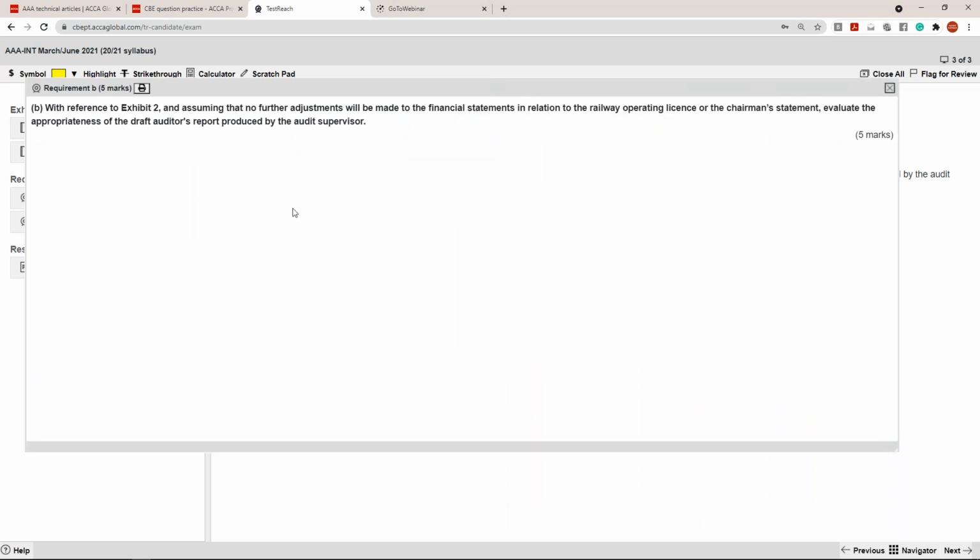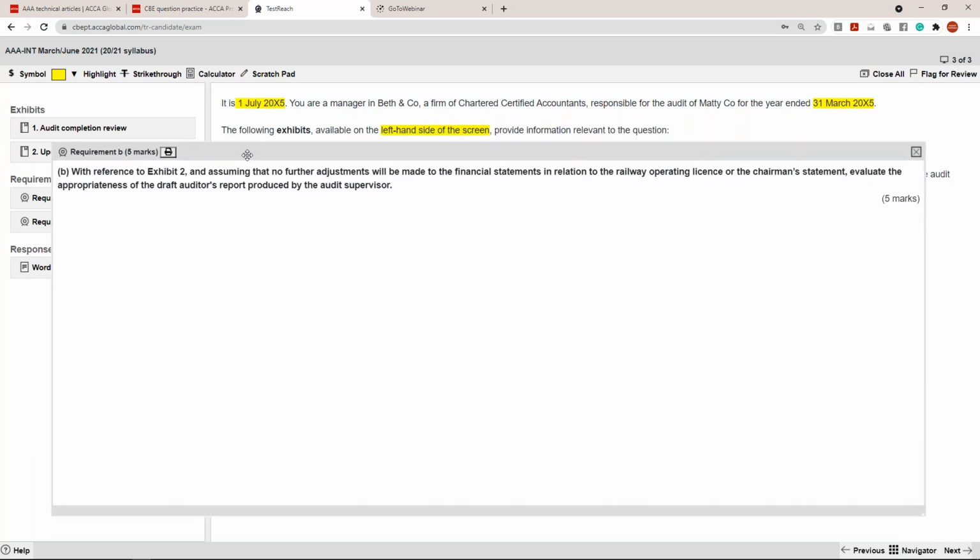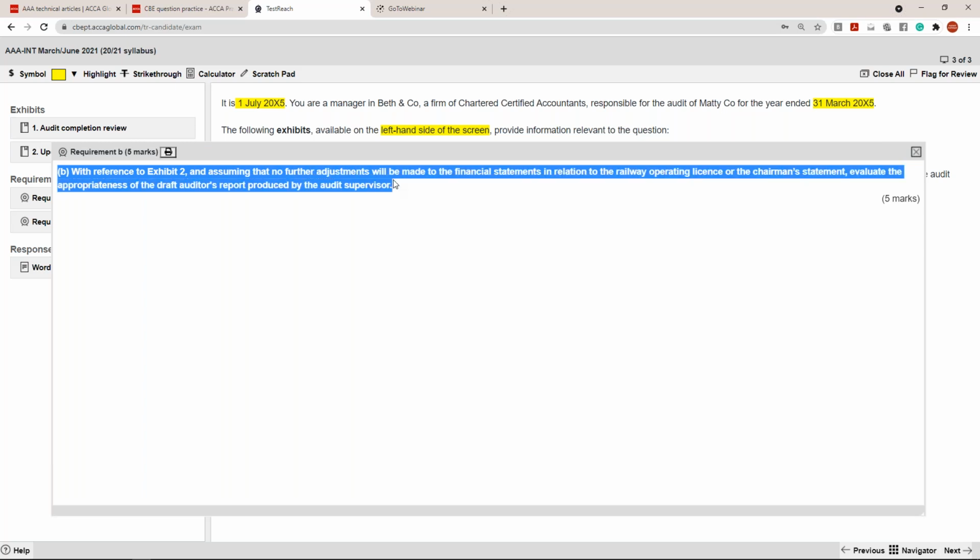Just 5 marks. With reference to Exhibit 2, now is this requirement in relation to Exhibit 2? So should we be looking at the Exhibit 1 now? No. With reference to Exhibit 2 and assuming that no further adjustments will be made to the financial statement in relation to the railway operating license or to the chairman statement, evaluate the appropriateness of the draft audit report produced by the supervisor. So has the report already been produced and you need to evaluate whether the report is right or wrong? 5 marks.